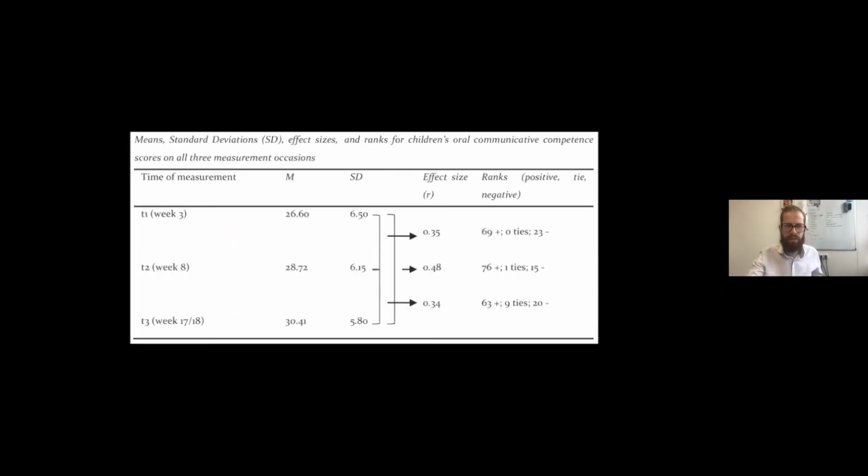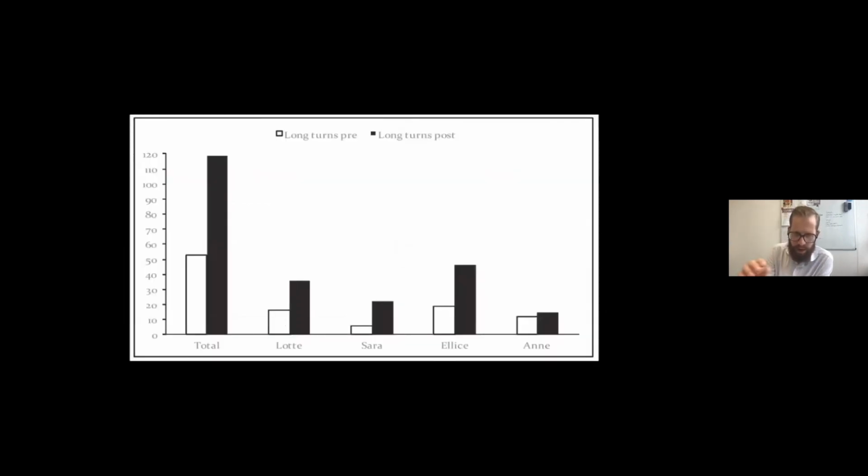Well, what we see, first of all, is a significant increase in their level of oral communicative competence between all measurement occasions. So we see that the mean improves over time, and we see that these are medium to large effect sizes. This together with our video observations.